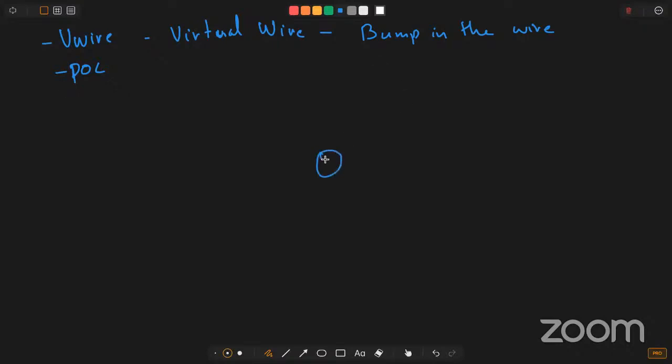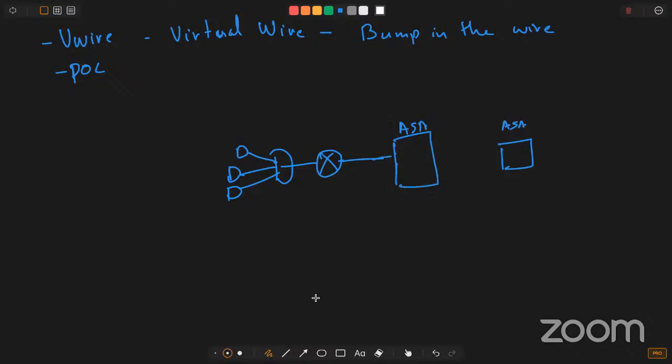So let's try to visualize that. You have the same setup: a router, a switch and multiple users behind it. This router is connected to, let's say, your Cisco ASA. There are two ways of implementing it. The most common being, I'm going to call this one the ASA.